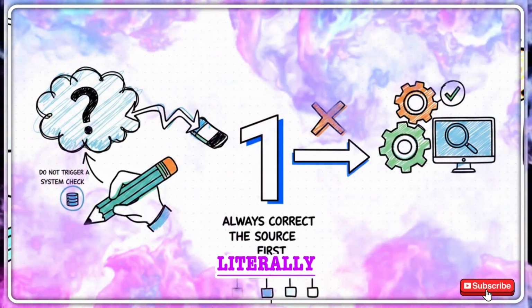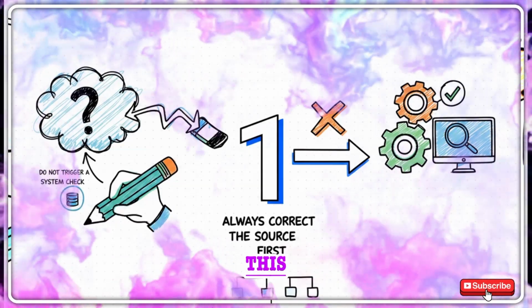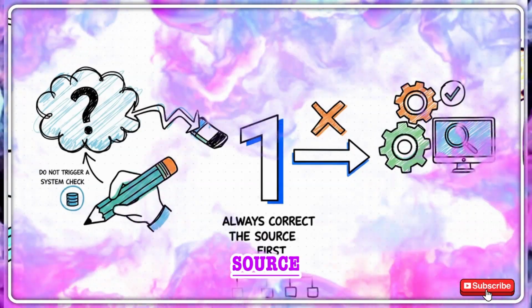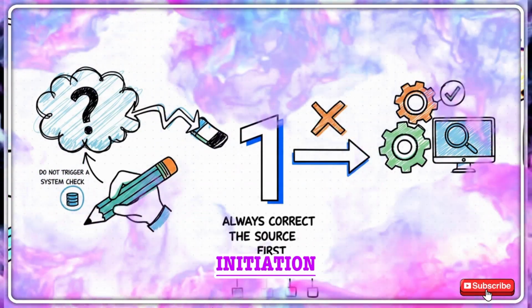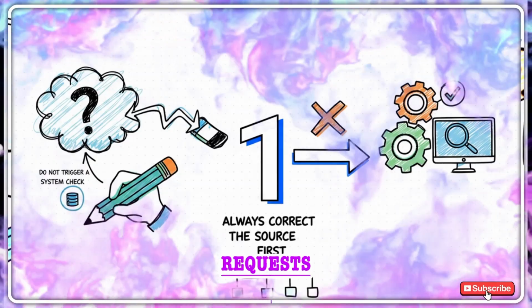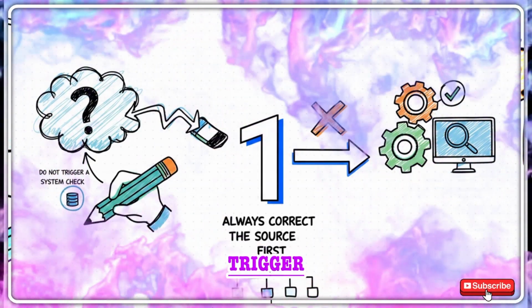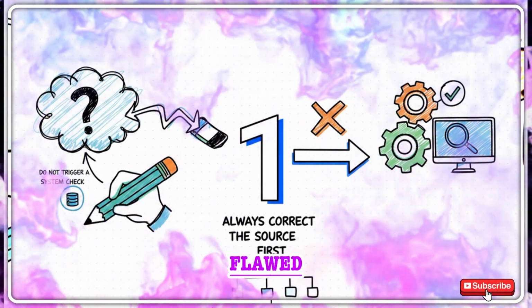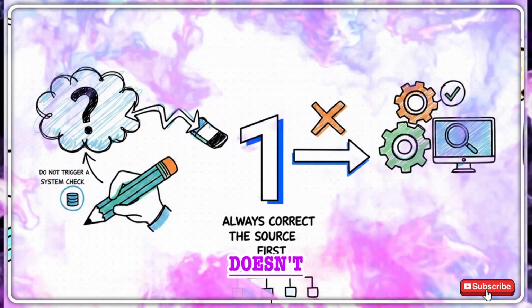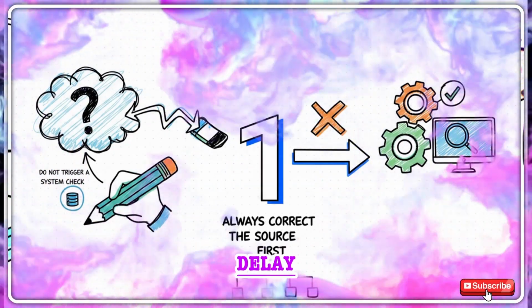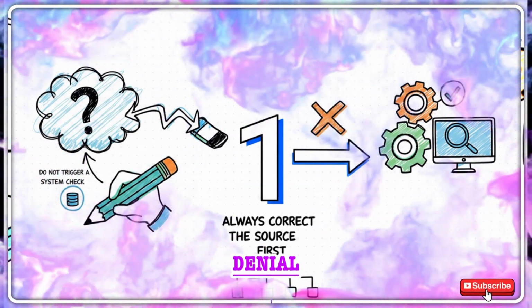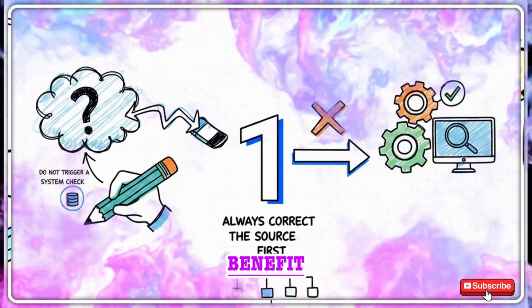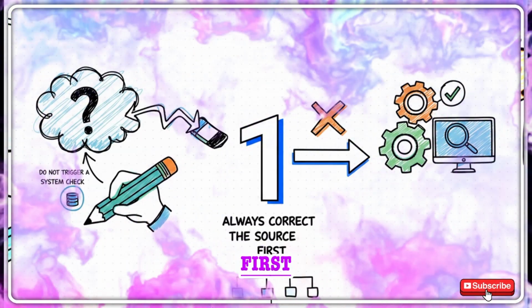If you take away literally just one actionable insight from this entire explainer, let it be this golden rule. Correction at the source must absolutely precede the initiation of any downstream verification request. Do not, under any circumstances, trigger a system check if you know or even just suspect that your foundational data is flawed. Pushing an application through with bad data doesn't just result in a temporary annoying delay. It actually logs a formal systemic denial into your permanent file, which radically complicates any future attempts to ever secure that benefit. You always correct the source first.